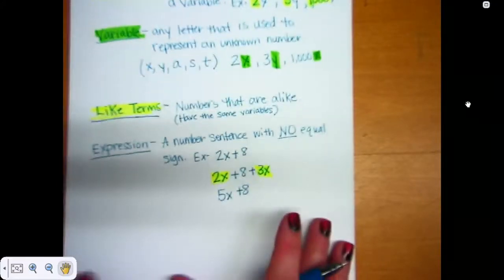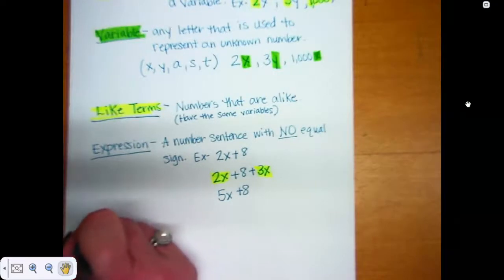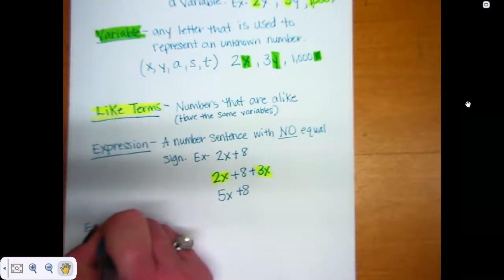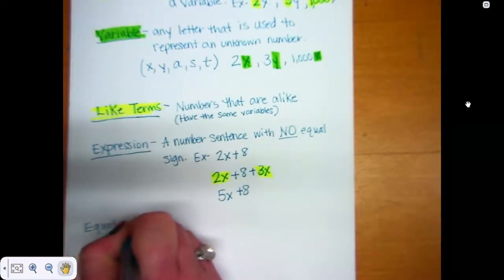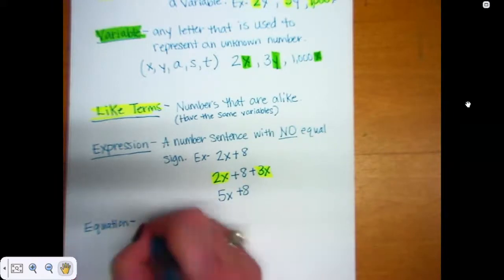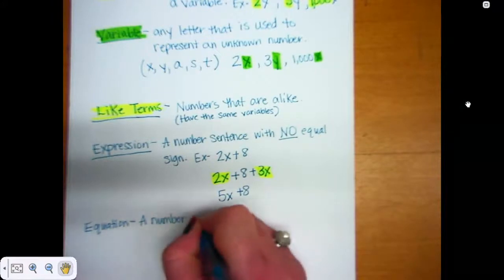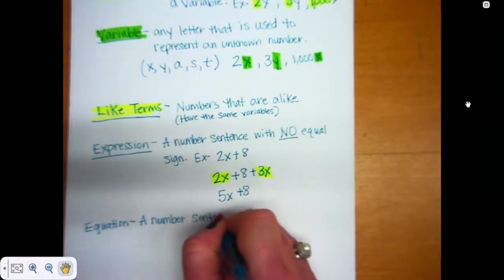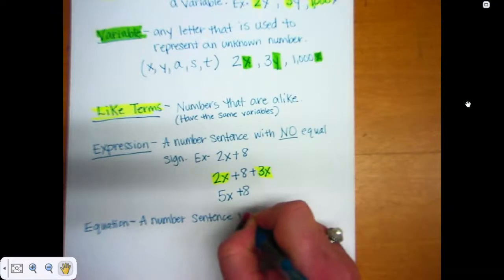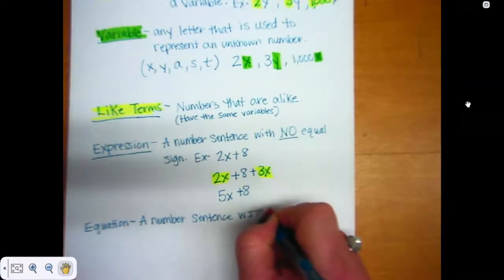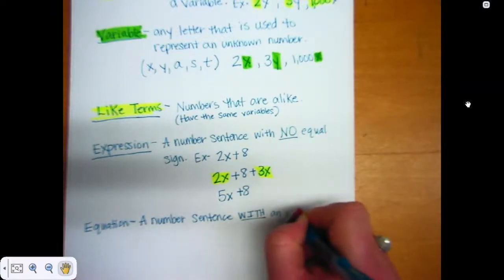An equation is different. An equation is a number sentence with an equal sign.